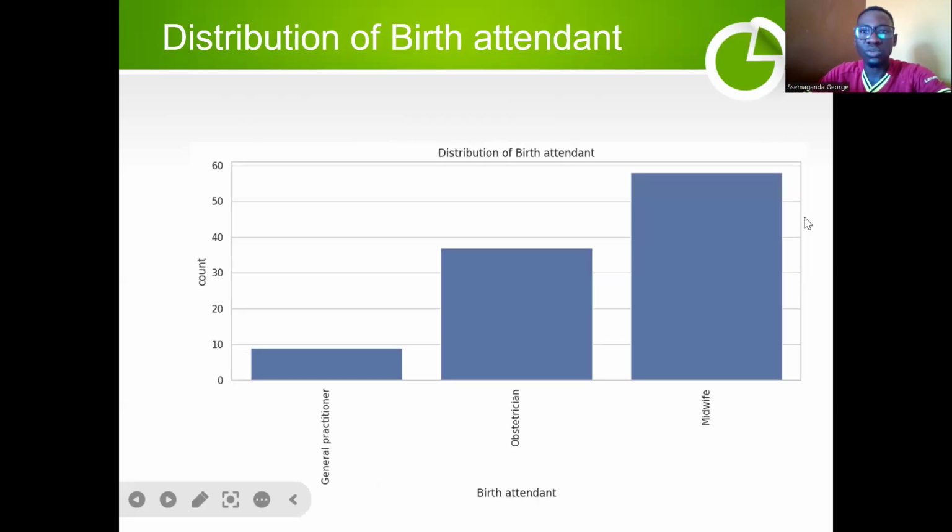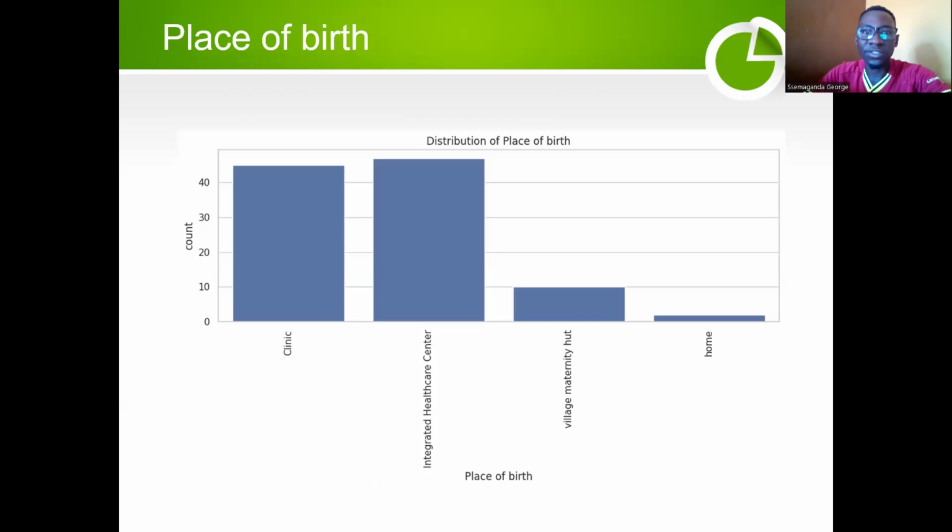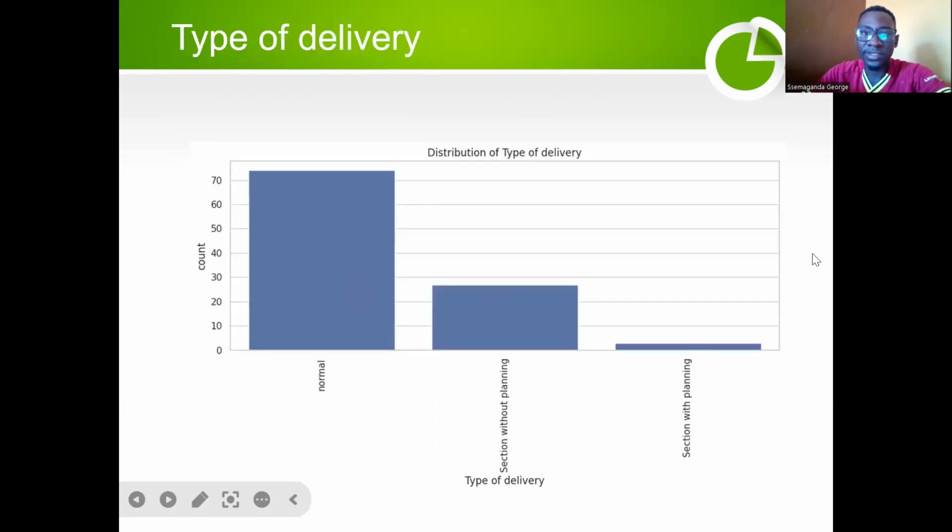Then the distribution of birth attendants. The general practitioners were less than 10, and the midwives were the most, more than 50. Then the places of birth for these mothers, there were 4 categories: the clinics, the health centers, the maternity hut, and the homes. So basically, the clinics and healthcare centers had the highest counts.